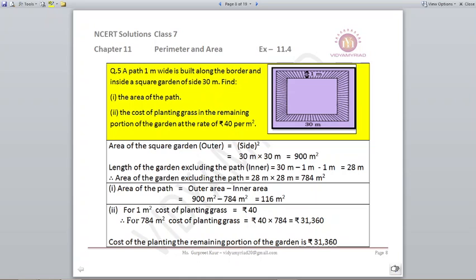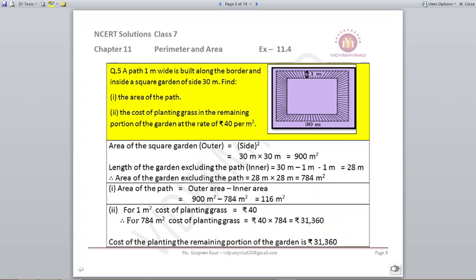And length of the garden excluding the path, that means inner, if I want to know, I need to subtract 1 meter 2 times. So 30 minus 2 will be the length, that comes out to be 28. So side is given to us 28 of a square. So area of the garden in a square shape will be 28 into 28, which is equal to 784 meters square. So what will be the area of the park? Outer area minus the inner area, that is 900 meters square minus 784 meters square, which is equal to 116 meters square.